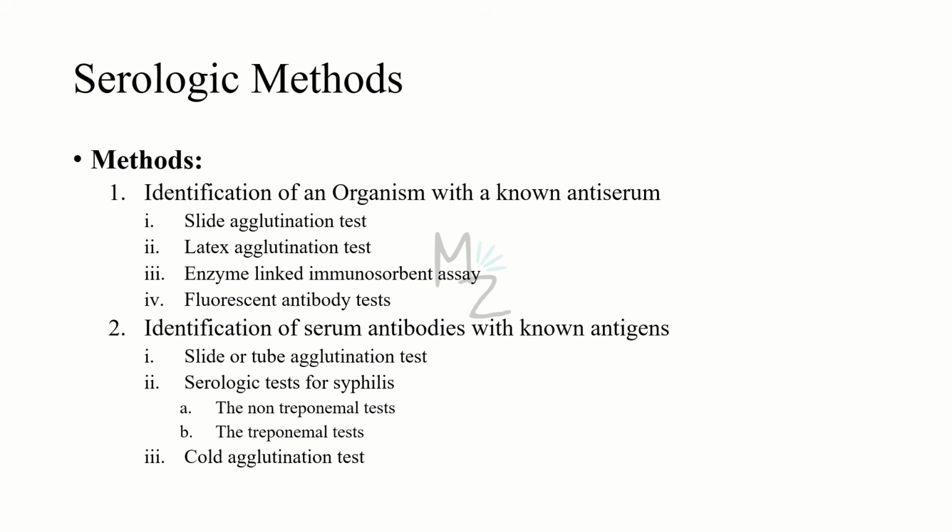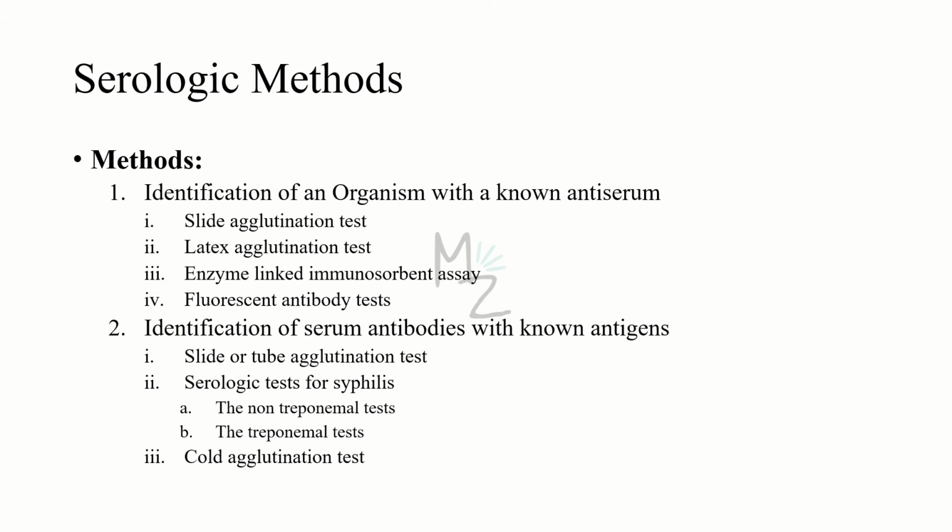Number one is identification of an organism with a known antiserum. The following four tests are involved in this one. The first one is slide agglutination test. It is the antisera that can be used to identify Salmonella and Shigella by using agglutination, meaning clumping, of the unknown organism. The second one is latex agglutination test.